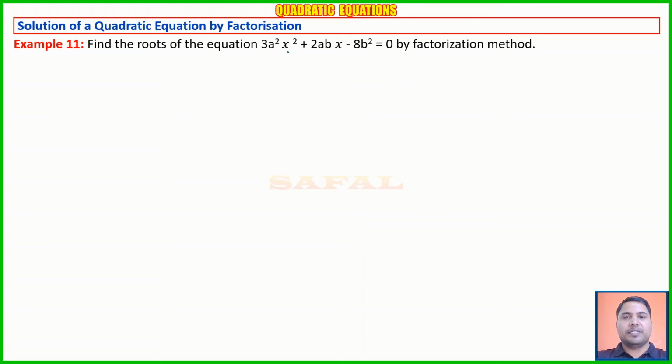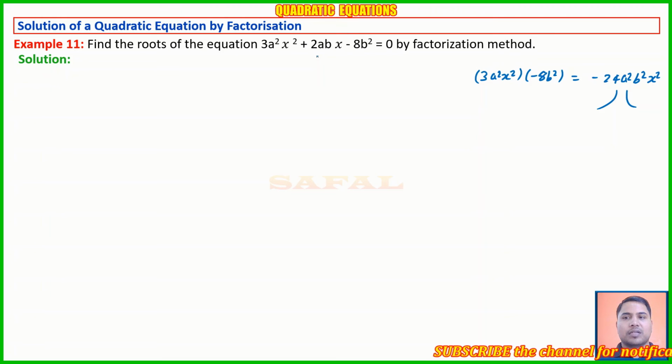So here you can see x square, x is variable, and we have constant a and b in the equation. So approach will be same. We are going to multiply x square term and constant term. So 3a square x square into minus 8b square. तो क्या मिलेगा अपने को? minus 24 a square b square x square. So now this I need to split in two parts such that the sum or difference should be plus 2ab.